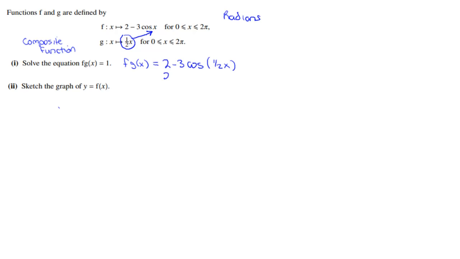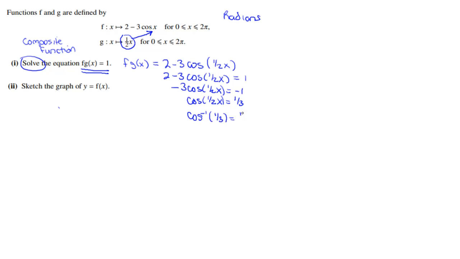And see, now they want us to make it equal to 1. And you've got to be really careful, because I've got to make sure I put this equal 1 in here. It's really easy to miss. Anyway, now I'm going to solve it. Subtract 2 on both sides, get -1. Divide by -3 on both sides, get 1/3. The inverse cosine of 1/3 is equal to 1/2 x.